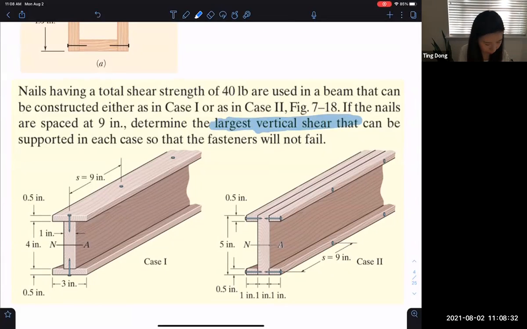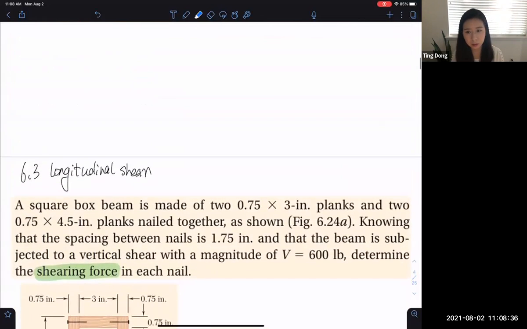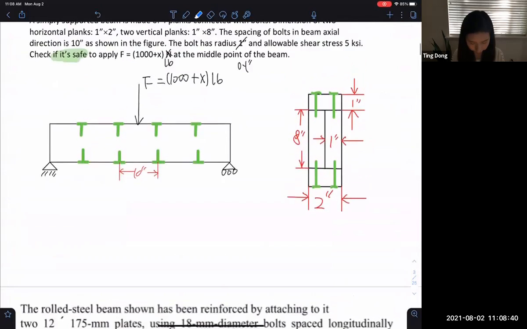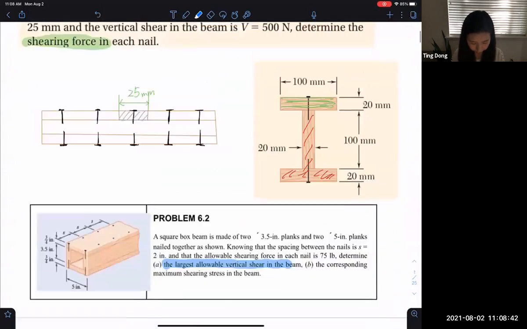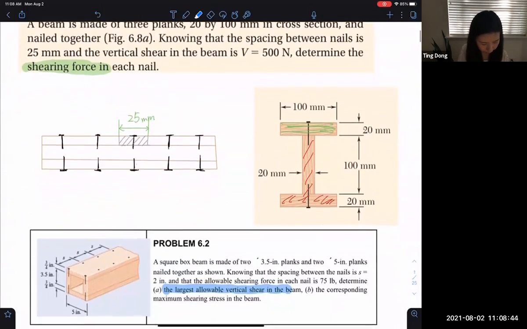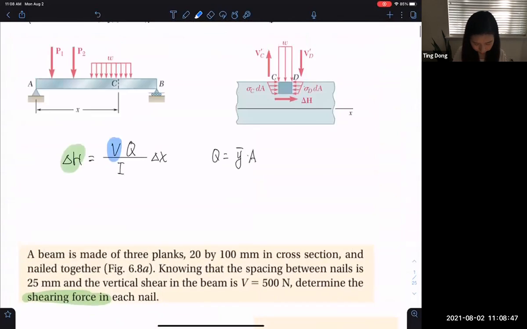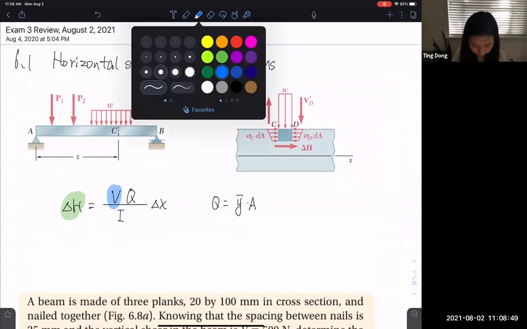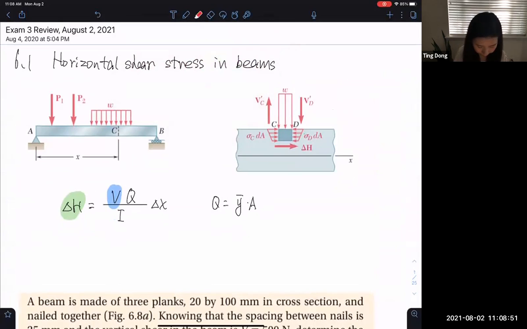So I would say these are the same problem here. Everything else is given. We need to calculate the V, the internal shear force, or the largest shear force that can be applied, the same thing. And of course, the third type of question is asking for the delta x.